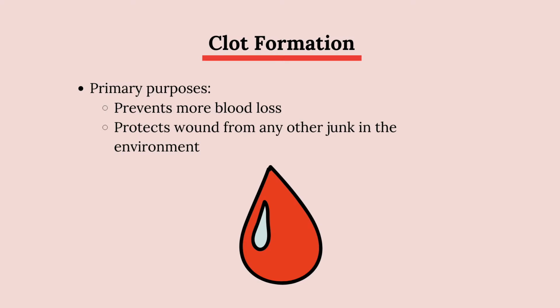Okay, so you've gotten a cut on your skin. What happens next? First, and maybe most importantly, blood begins to coagulate at the wound site. And this means that it's changing from a liquid to form a blood clot. This prevents any more blood loss and also protects the wound from any other junk that might be around in the environment. I won't go into too much detail about each step here because I want to get to how we actually measure these processes, but know that each step has a lot of important immune players, like platelet-derived growth factor, which helps to direct neutrophils and monocytes to initiate the inflammatory phase.